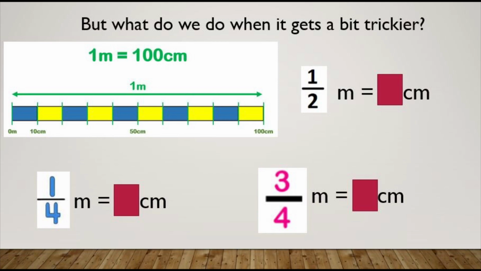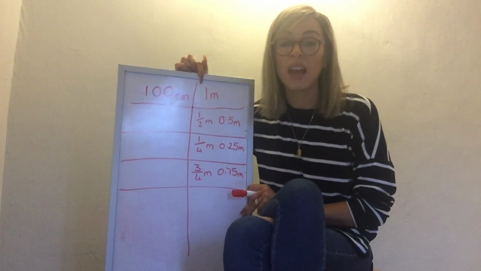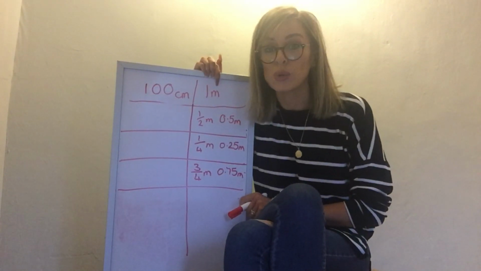But what do we do when it gets a little bit trickier? I've got some questions on the board here, and I would like you to see if you can figure out what the answers are. So pause the video, off you go. Okay, so this is what we do when it gets trickier. We still start with a fact that we know, and our fact that we know is that 100 centimetres equals 1 metre.